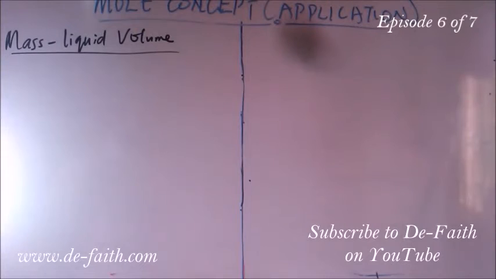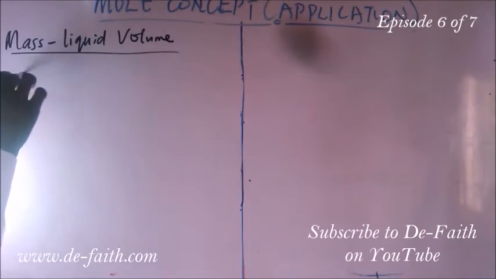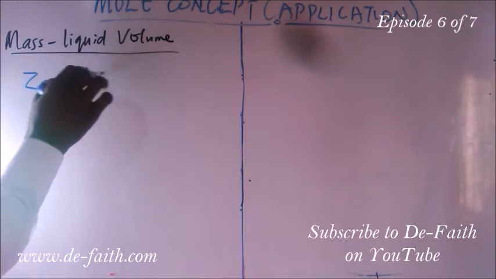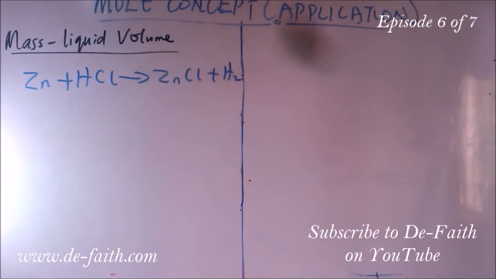Alright, so we want to look at mass liquid volume calculations, still under application of the mole concept. Here is the first question, which says: what volume of 2 molar hydrochloric acid will be required to react completely with 6.5 gram of zinc? So we have zinc reacting with HCl to produce zinc chloride plus hydrogen gas.